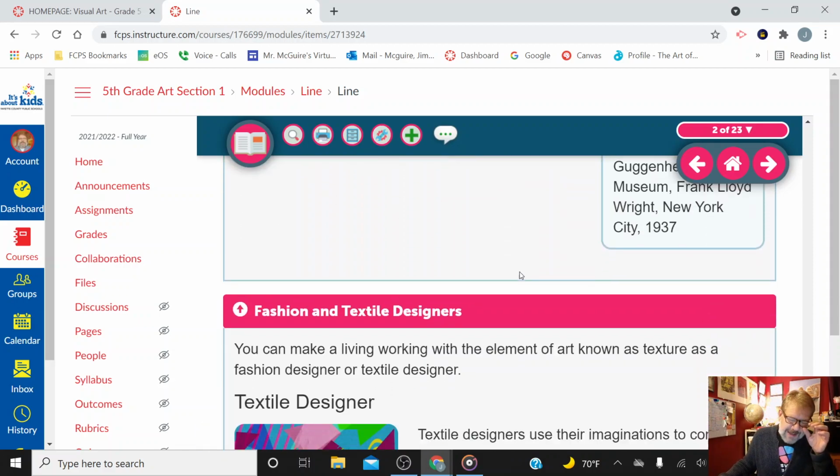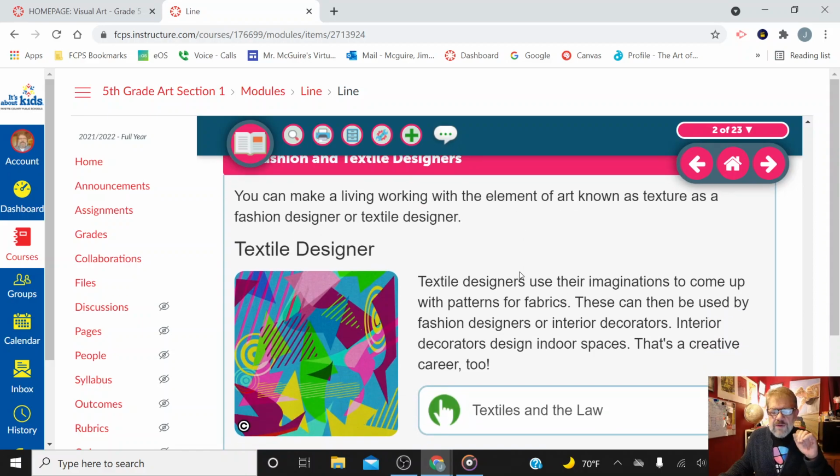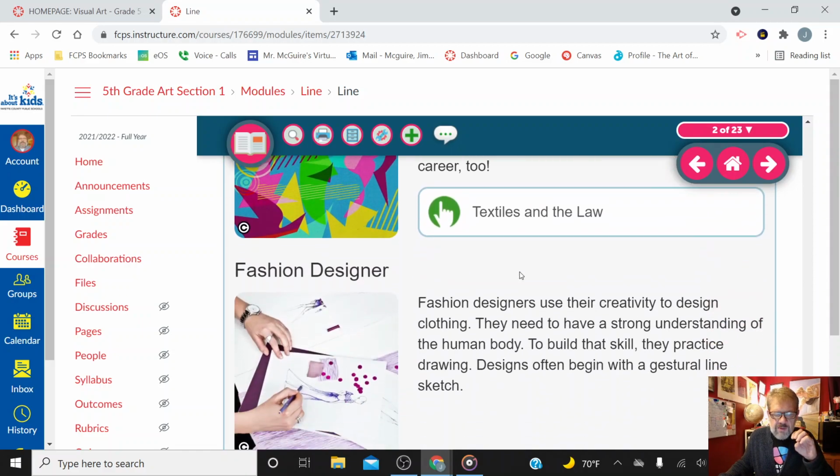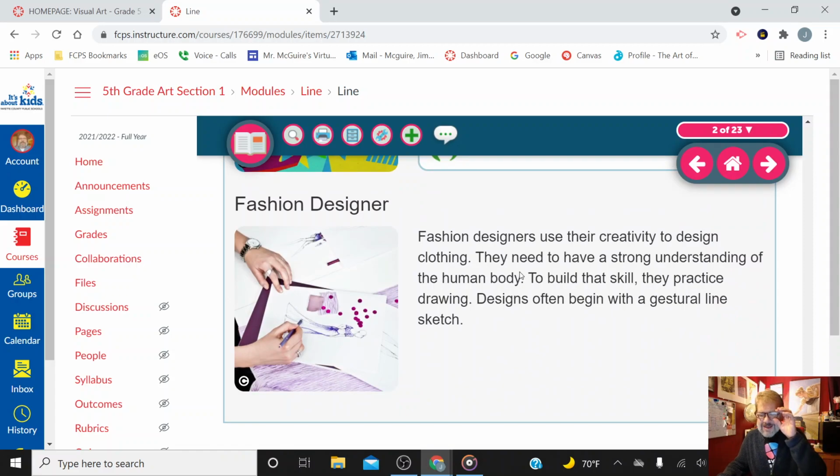Fashion and textile designers, the people who make the clothes and the fabrics that we wear and that we create with. Fashion designers create not just the clothing, but also things like interiors of cars. They might create the upholstery for furniture and that sort of thing.